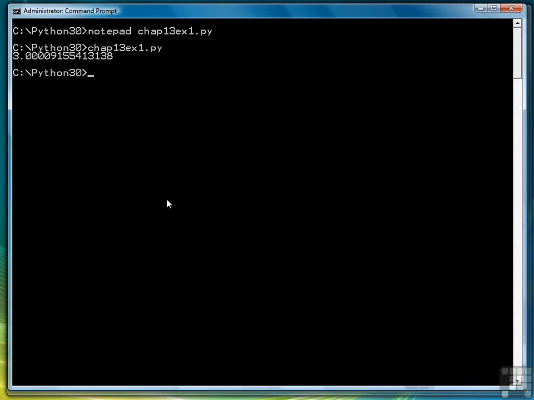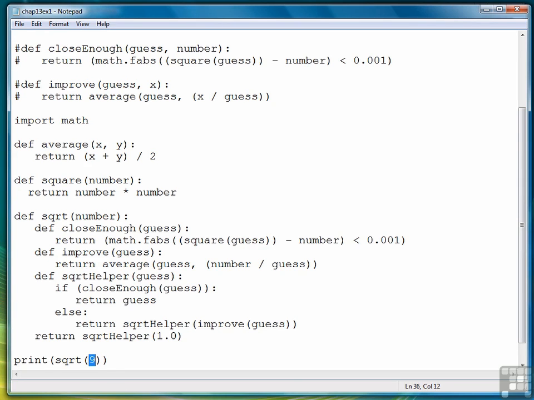And there's the square root of 9 using Newton's method. Let's find another square root. We'll do 144.